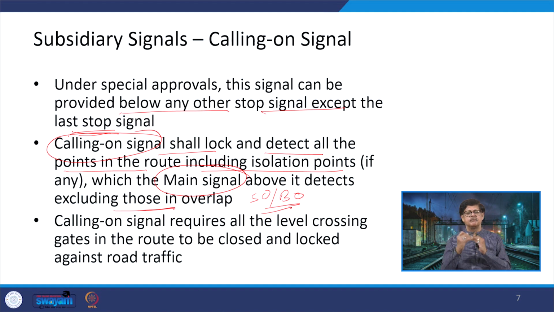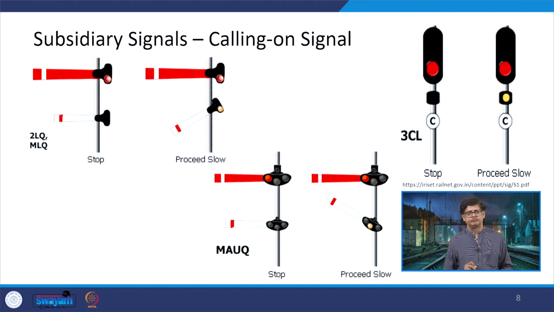If they are not combined together, then this signal may say something else and the calling on signal says something else, and then there is going to be confusion and it may result in a hazardous situation. Next, calling on signal requires all the level crossing gates, if they are there, to get closed and locked against the road traffic before the train is going to move on that particular track on which the calling on message has been given. So, this is again another important issue. This needs to be taken care of, and obviously in the automatic system it will happen by itself.